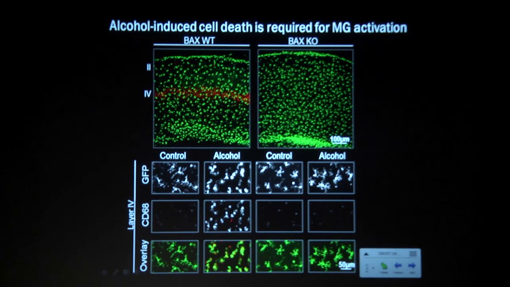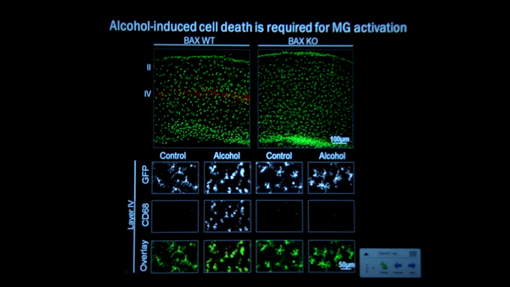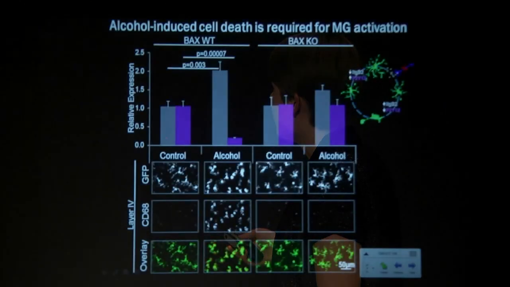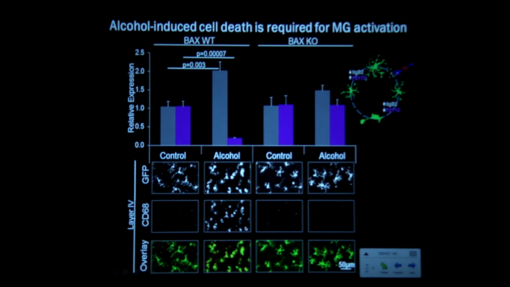When we compare our wild-type animal that increases CD68 after alcohol exposure to our BAX knockout, what we'll notice is that it doesn't upregulate CD68. So apparently microglia are not becoming phagocytically active either. And finally, if we just look at markers of microglial activation, our ITG-beta-2 and P2Y12, while ITG-beta-2 normally goes up and P2Y12 down, we don't see this in our BAX knockout animal.